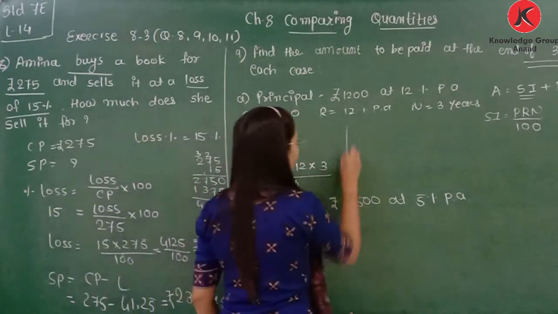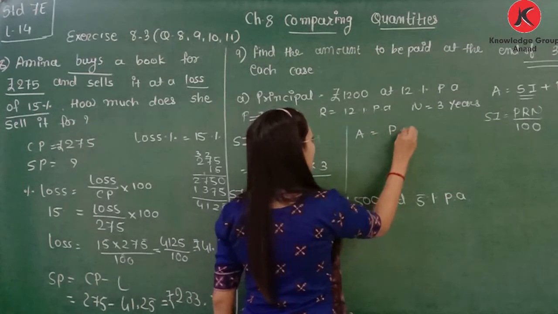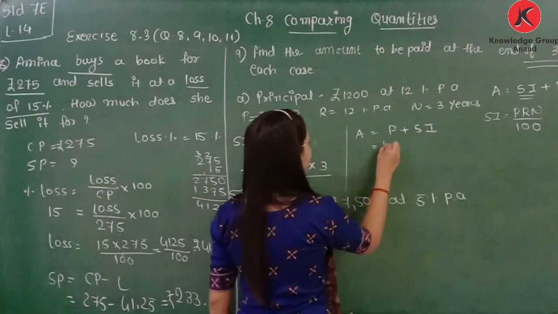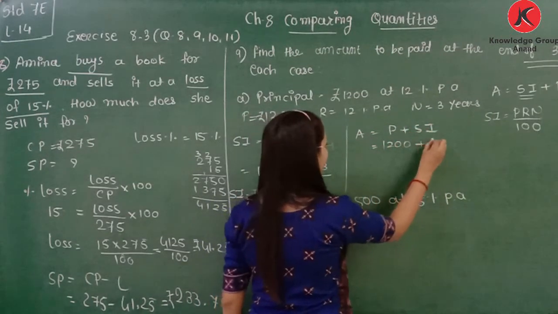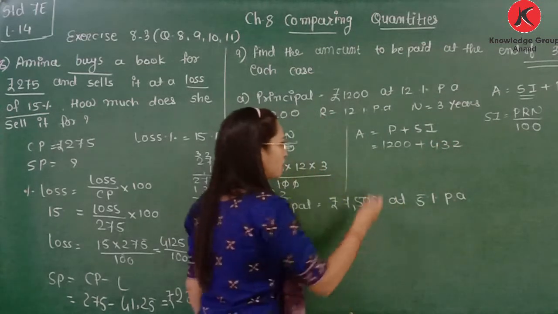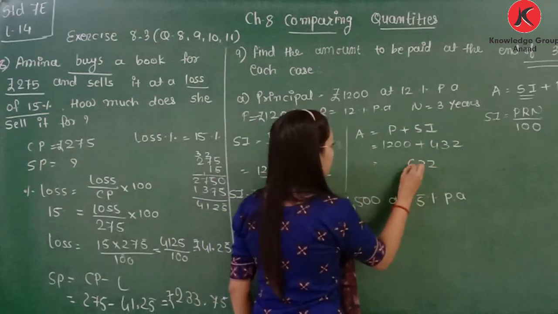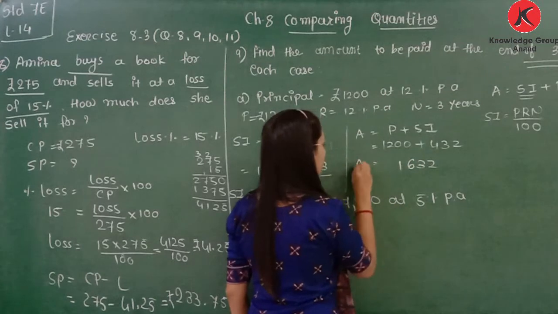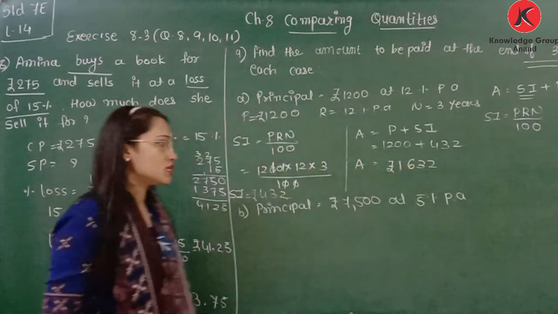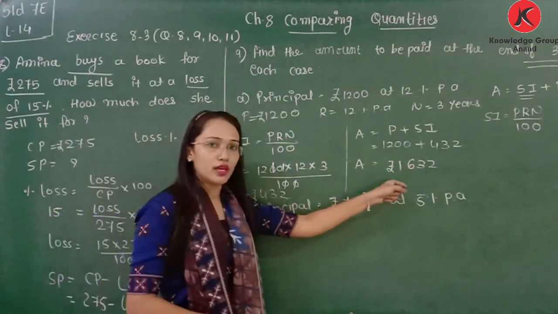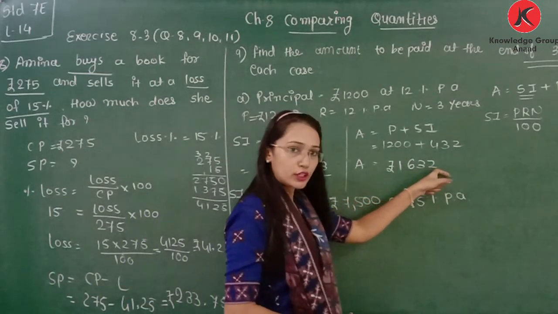So our amount will be P plus SI. Our principal is 1200 plus 432, that is our interest. So amount will be rupees 1632. It means after 3 years we need to pay 1632 rupees.